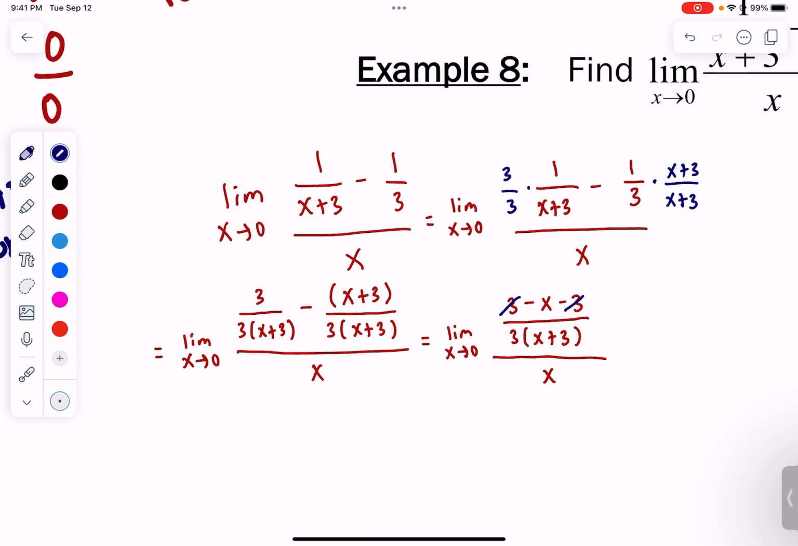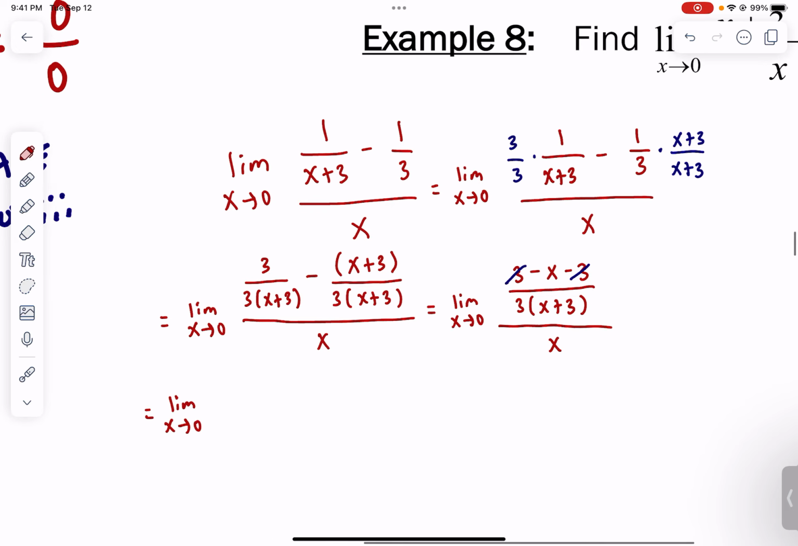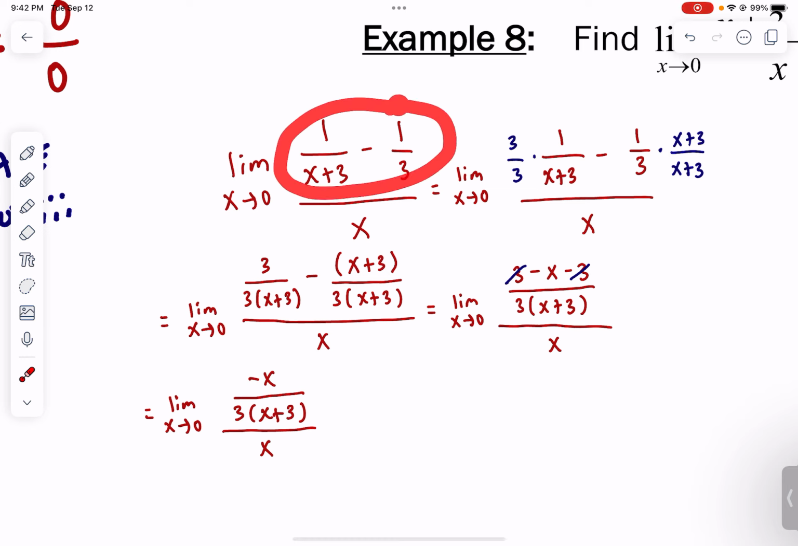So now we are left with the limit as x approaches 0 of negative x over 3 times x plus 3 all over x. Okay, and now we have simplified further. So we came from two different fractions being subtracted from each other, and now we combine them, and so we got this simplification for our numerator.